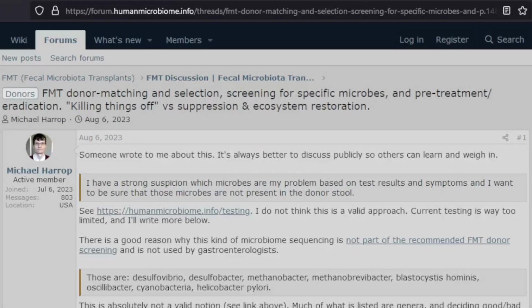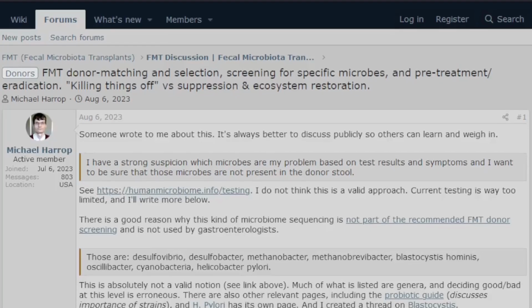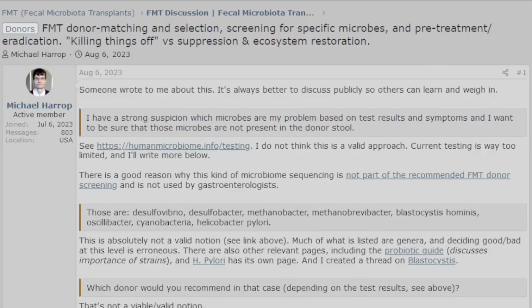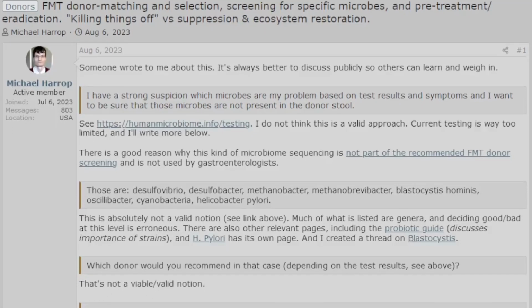The gut microbiome is an extremely complex ecosystem that impacts and regulates virtually every function in the human body. Very rarely can you simplify things to a single microbe or location. You have to address the entire ecosystem.